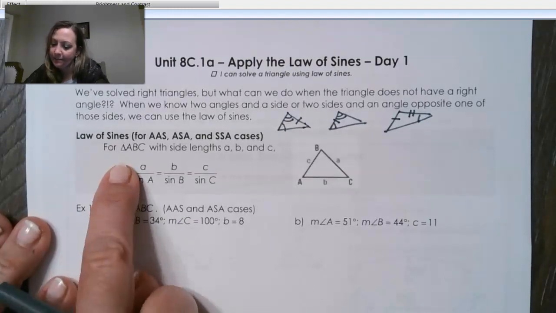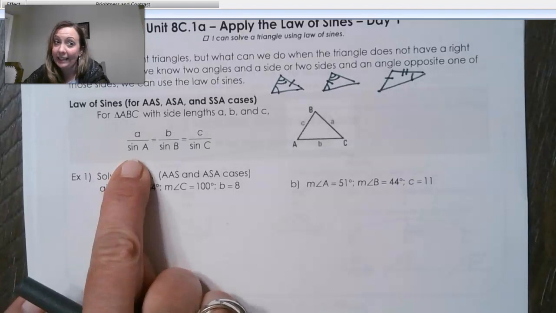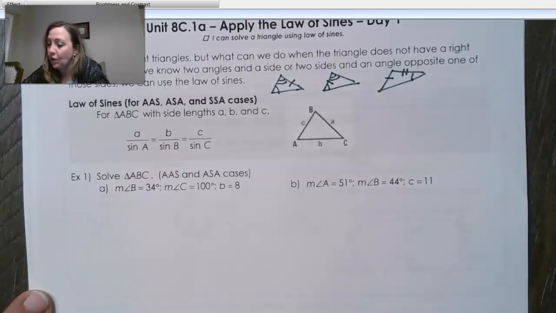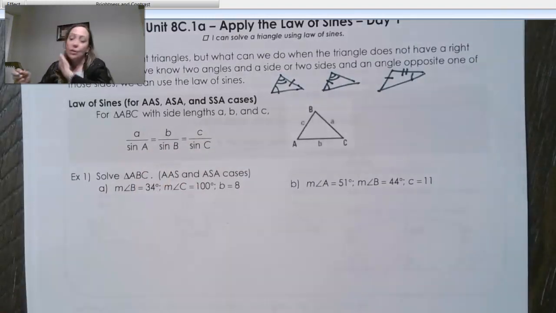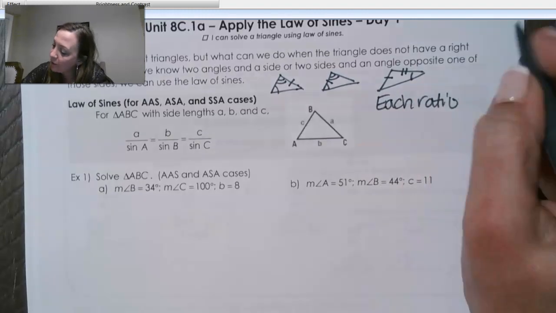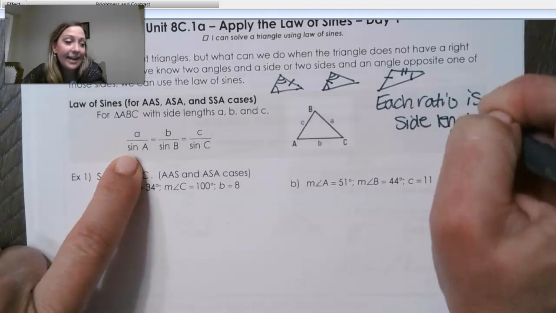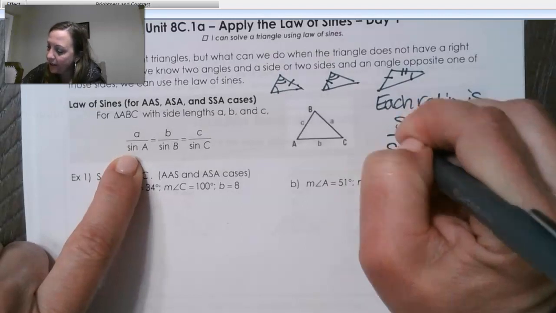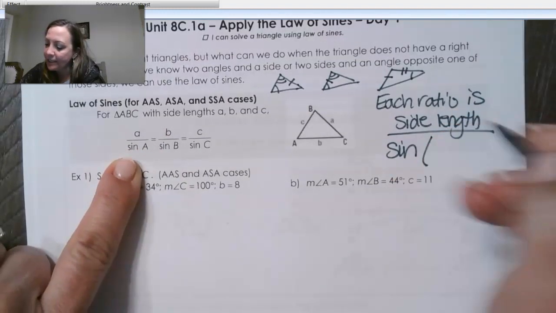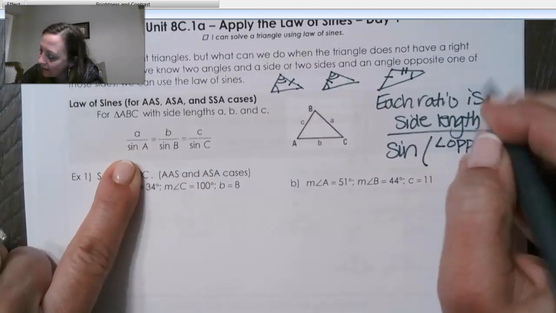So for triangle ABC with side lengths a, b, and c, we can use this: a, which is a side length, over the sine of angle A, equals side b over the sine of angle B, which also equals c over the sine of C. So I want you to take a look at each ratio. Each ratio is a side length divided by the sine. Notice that those are the same letters, except one's uppercase and one's lowercase. The lowercase means the side, and the uppercase means the angle, and it's the angle opposite that side.